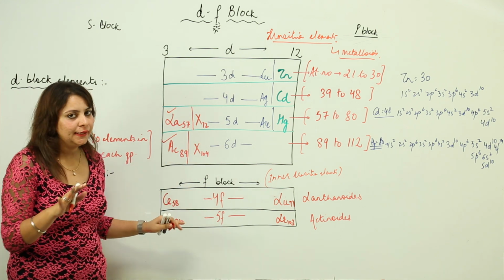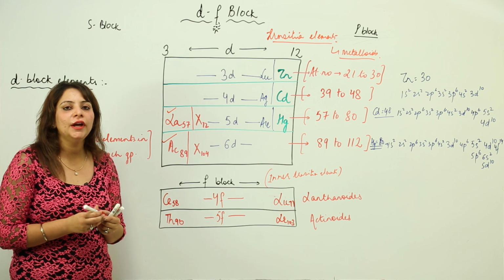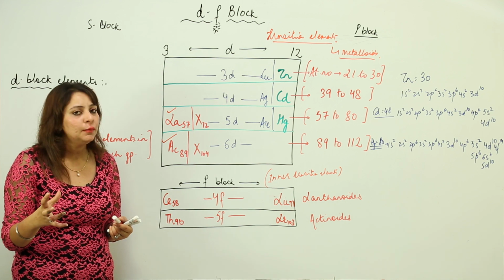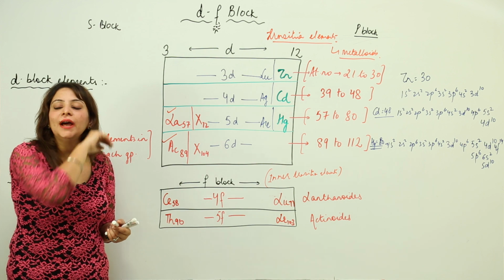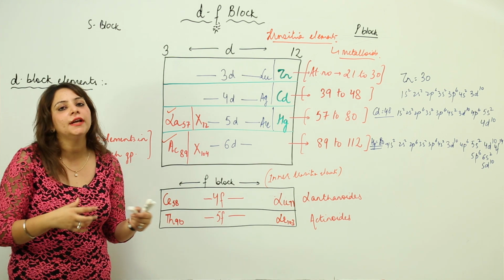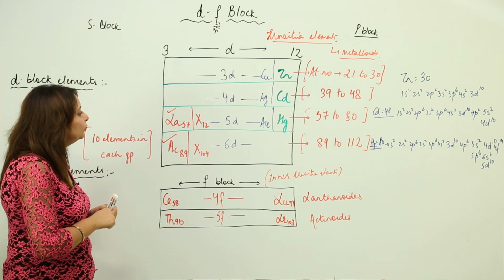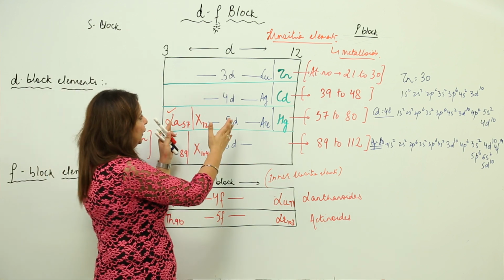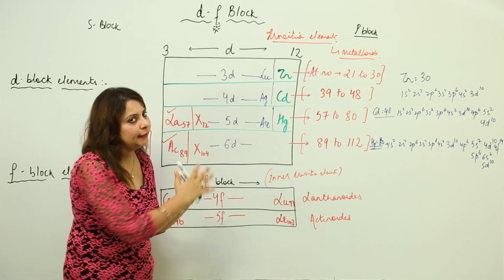So this is what the d and f block is, and I think it's clear what the d block is, what the name is, why they are called transition elements, why they are called inner transition elements, and how they are placed. It is clear. So now we are going to concentrate first on the d block.